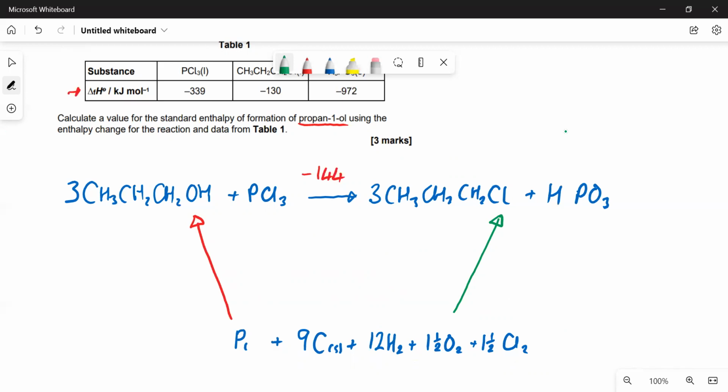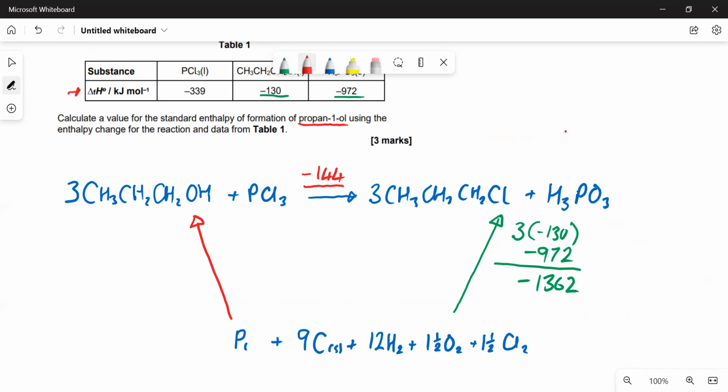But on the green arrow, we are forming 3 moles of the haloalkane. So that's going to be 3 times minus 130 for that. This value there. And we form 1 mole of H3PO3, which is that value there, minus 972. So if I add all that up together, we get minus 1362 kilojoules there. Okay, now we know the value on this arrow is minus 144 because they tell us that's the enthalpy change of the reaction. And let's look for the red arrow.